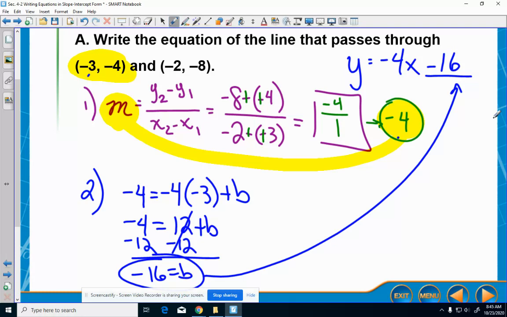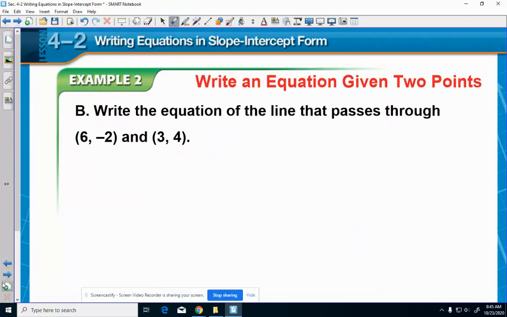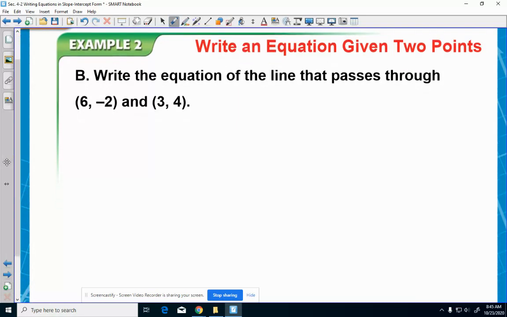Okay. So if you're given a slope, then you're basically starting at the second level. If you're not given the slope, you've got to start here and find that first and then go that route. Okay? All right, try this one, and then we're going to look at our last example and we're done.